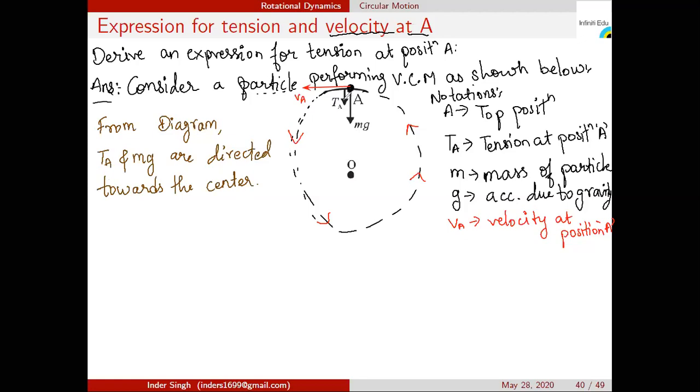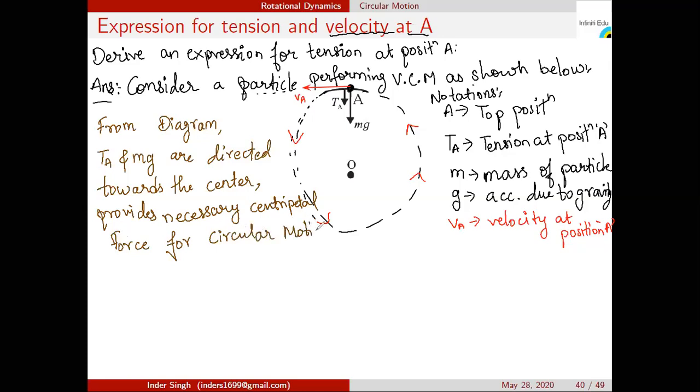So what is TA? TA is a force. What is MG? MG is a force. And these two forces are directed towards the center. So these two forces are nothing but centripetal force. Therefore, it is directed towards the center and provides the necessary centripetal force for circular motion.